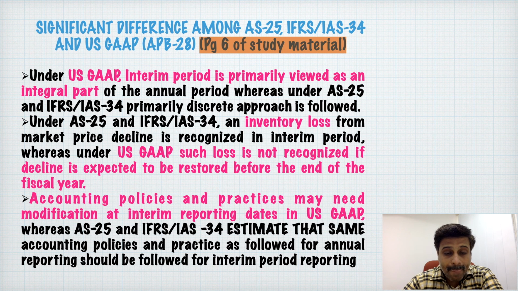Discrete approach. Next, accounting policies and practices may need modification at interim financial report dates in US GAAP. So in US GAAP you can change the accounting policies and practices, whereas in AS 25 you don't change them, and if you change them the effect is to be disclosed. Whereas AS 25 and IFRS IAS 34 state that the same accounting policies and practices as followed for annual reporting should be followed for interim period reporting also.